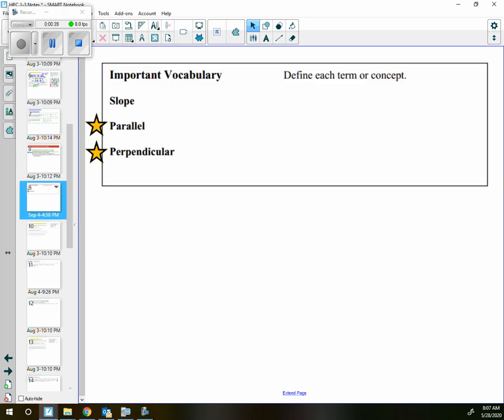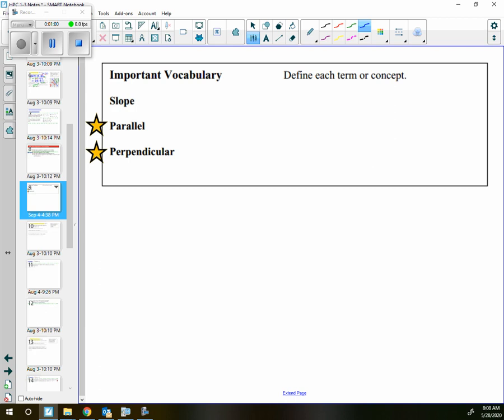So before we get started, I want to see what you know already about parallel and perpendicular. So if you can just take a quick moment, pause the video, write down your thoughts about what you know about parallel and perpendicular lines. All right, well, hopefully you had a chance to talk a little bit about parallel and perpendicular, just as our get ready for the lesson today.